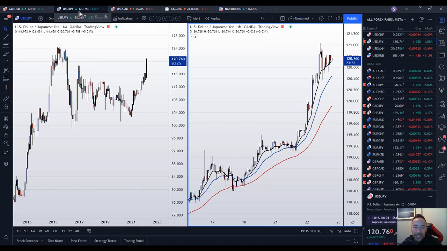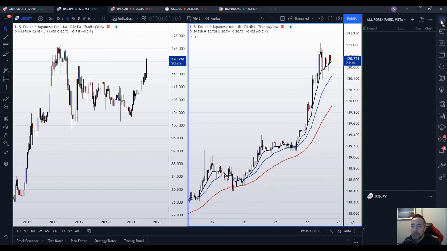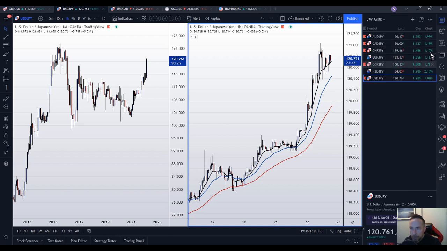Now, yen. I mean, yen has just gone crazy. All of the yen charts are bullish, if I just show you. Look at all these up on the day. Look, 1%, 2%, 1.78, 1.18, 1.99, nearly 2% on Aussie yen. So what is going on?